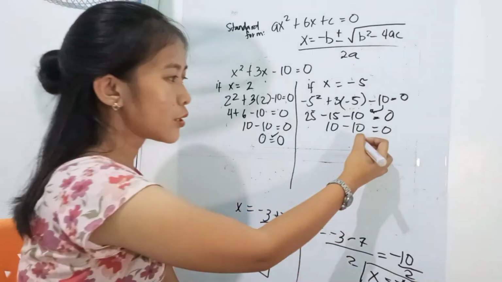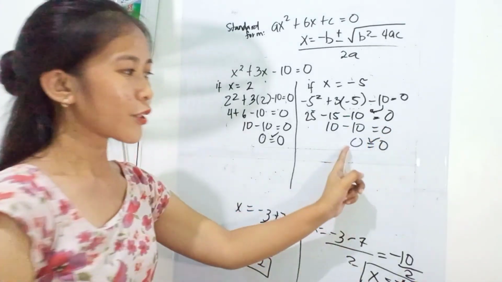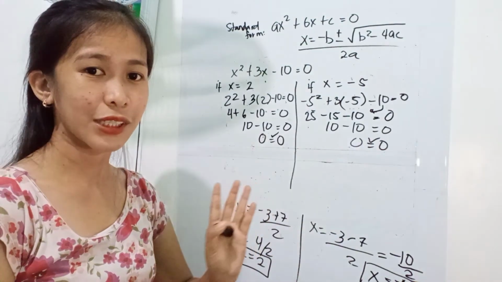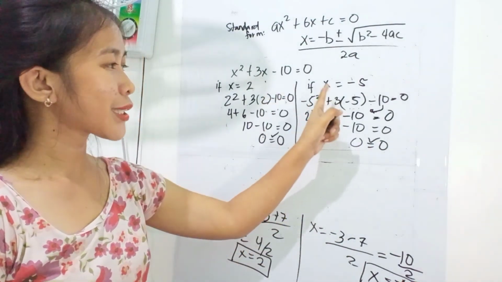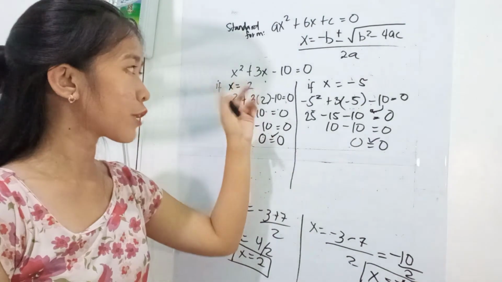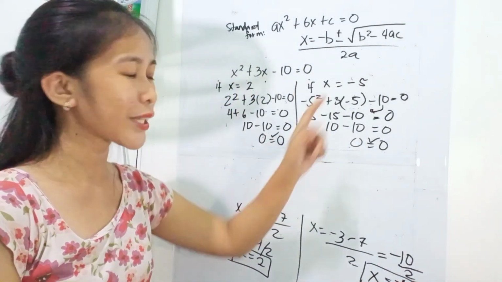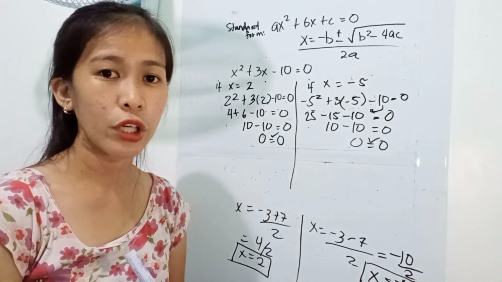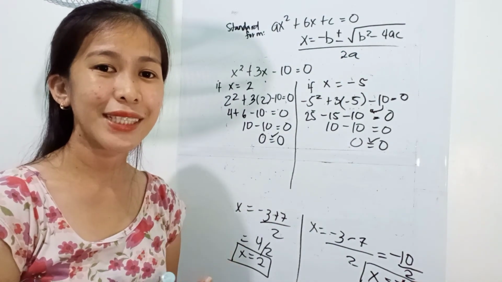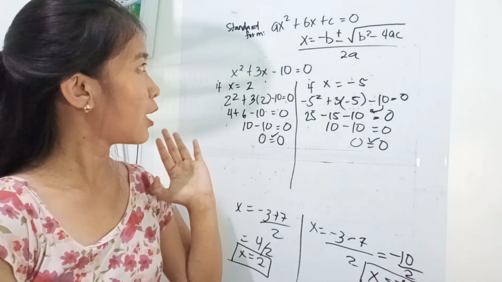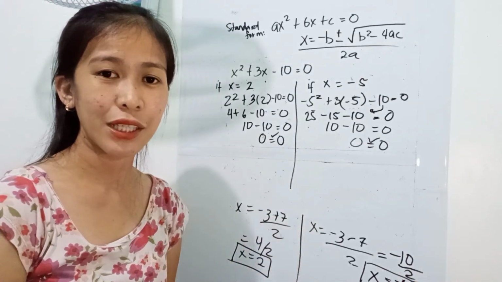10 minus 10 is 0, equal to 0. Correct din sila, right? Parehas din silang 0. Therefore, x is equal to negative 5 is also a correct solution of x squared plus 3x minus 10. Parehas silang 2 and negative 5 as roots or solutions. Okay? Ganun lang kasimple ang pagsasolve ng quadratic equation using quadratic formula.